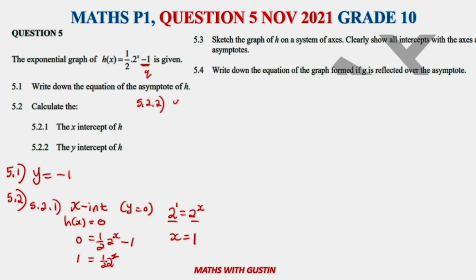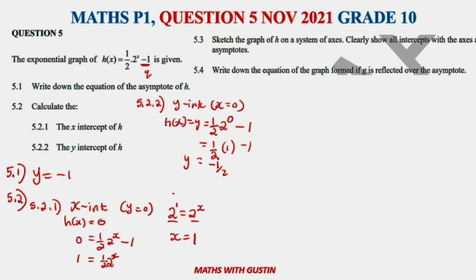5.2.2 is looking for the y-intercept. We find y when x is equal to 0. So h of x, which happens to be equal to y, is going to be equal to half times 2 to the power of 0, because that's what we're looking for, minus 1. Anything to the power of 0 is equal to 1. So it's going to be 1 half minus 1, which gives us negative half.